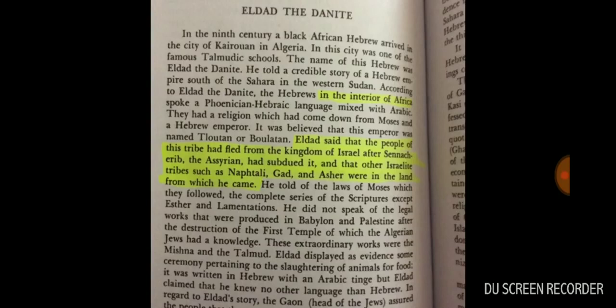It was believed that this emperor was named Tlutan or Balutan. Eldad said that the people of this tribe had fled from the kingdom of Israel, the northern tribes, after Sennacherib the Assyrian had subdued it, and that other Israelite tribes such as Naphtali, Gad, and Asher were in the land from which he came. Do you catch that? Eldad the Danite literally tells you that the northern tribes are in the interiors of Africa, not in the Americas. Let Ariah tell it though.